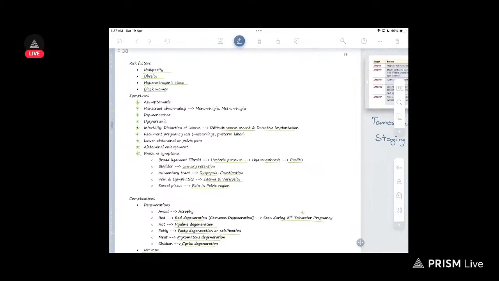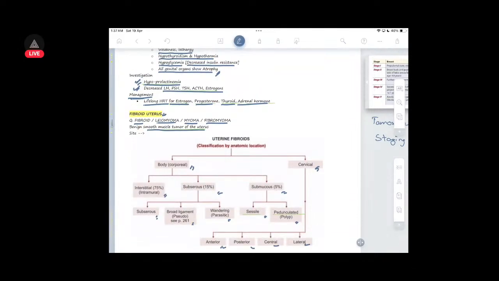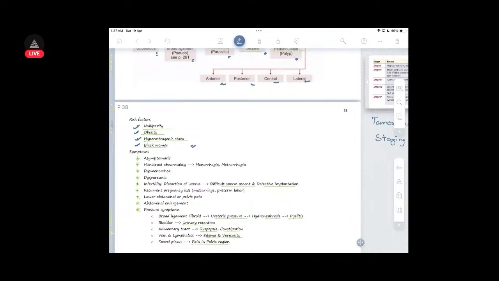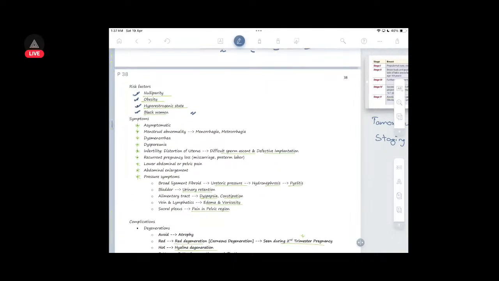Risk factors: it may be due to nulliparity, obesity, hyperestrogenic state, and black women. All of these are risk factors for fibroid uterus.